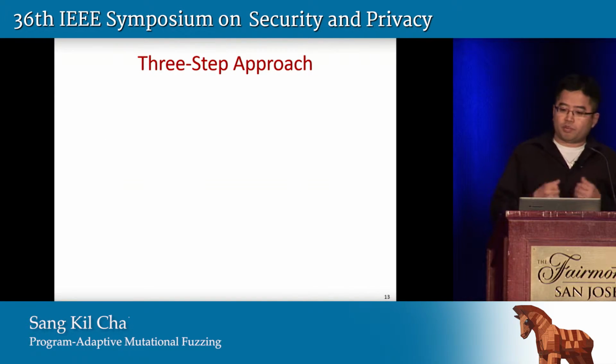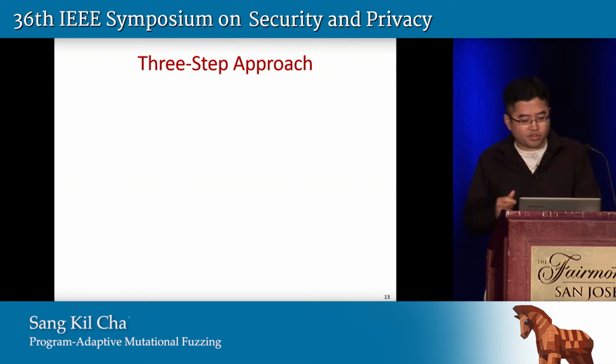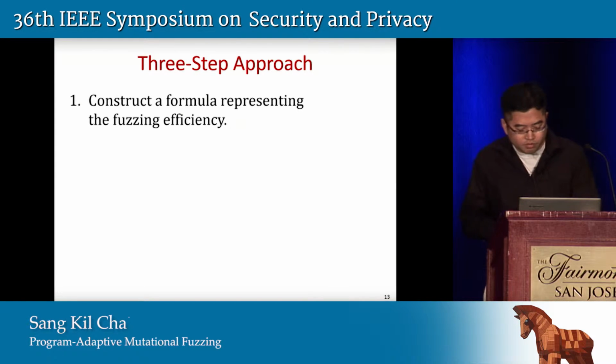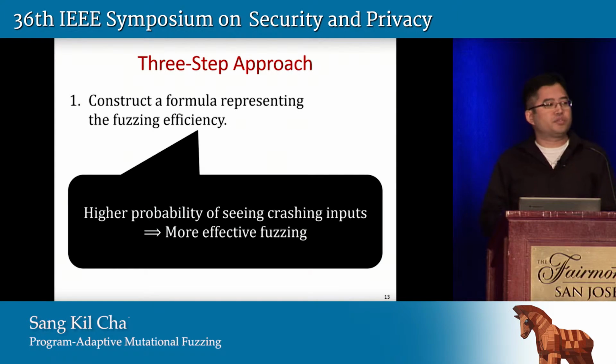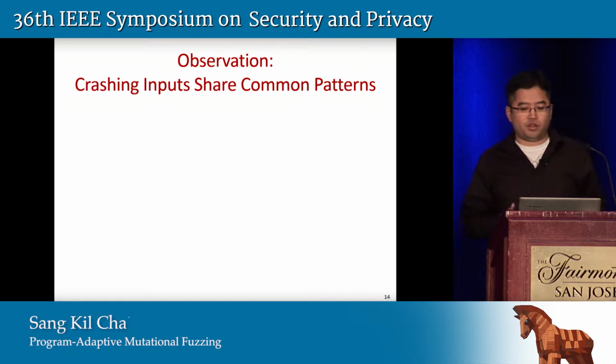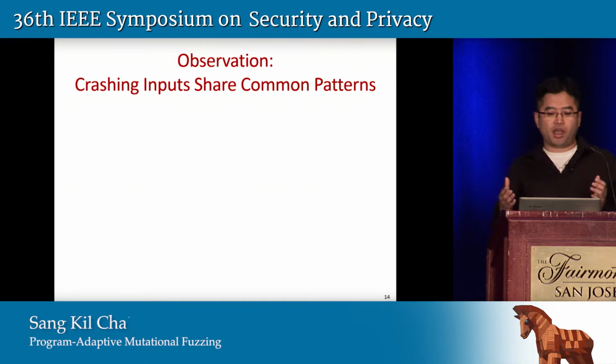In our system, we perform a three-step approach to tackle this challenge. The first step is to construct a formula representing the fuzzing efficiency, which is the probability of seeing crashing inputs. We start from the following observation. Crashing inputs derived from the same seed share some common patterns.